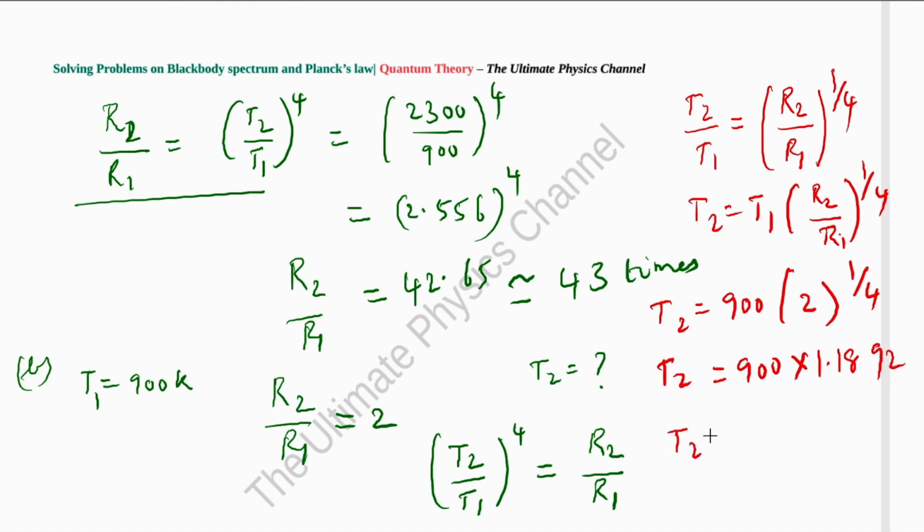Therefore T2 is the required temperature for us. That is nearly 1070 Kelvin. That is the answer to this problem. Let us move on to the fourth problem.